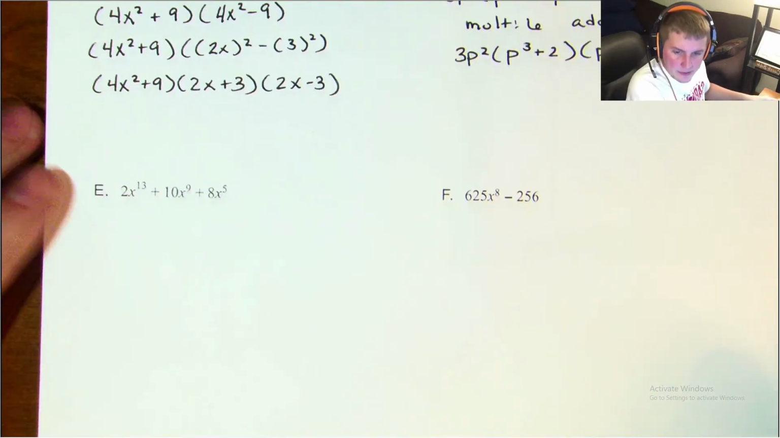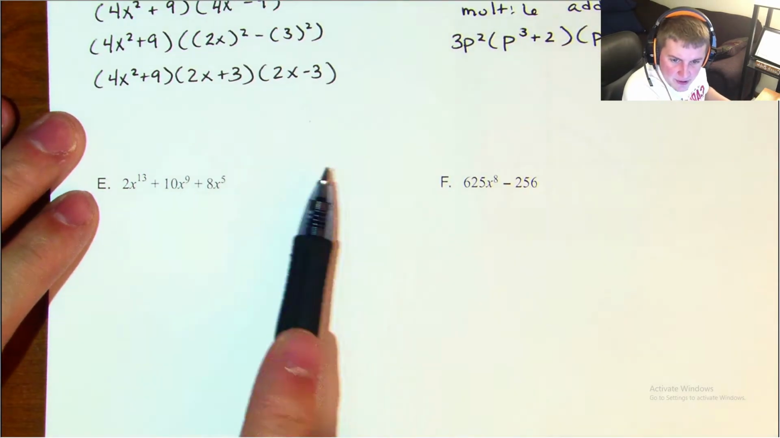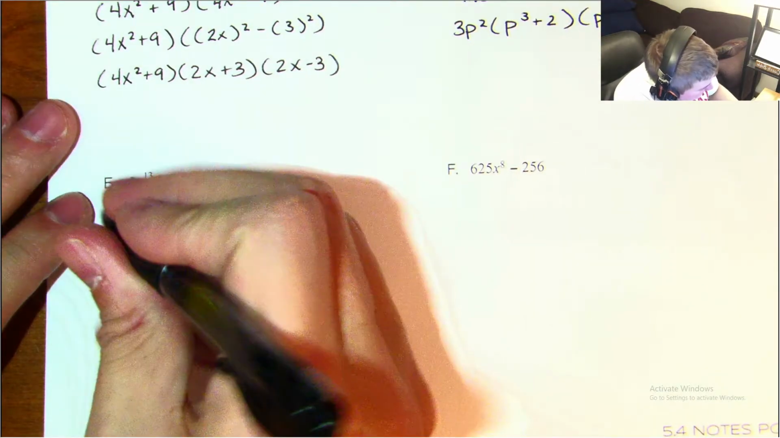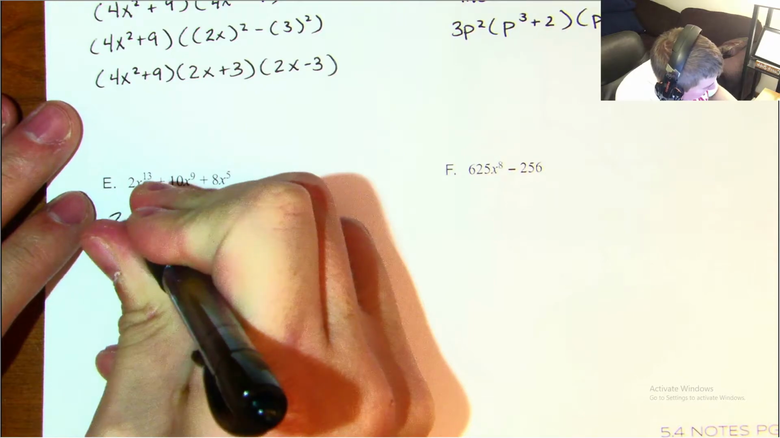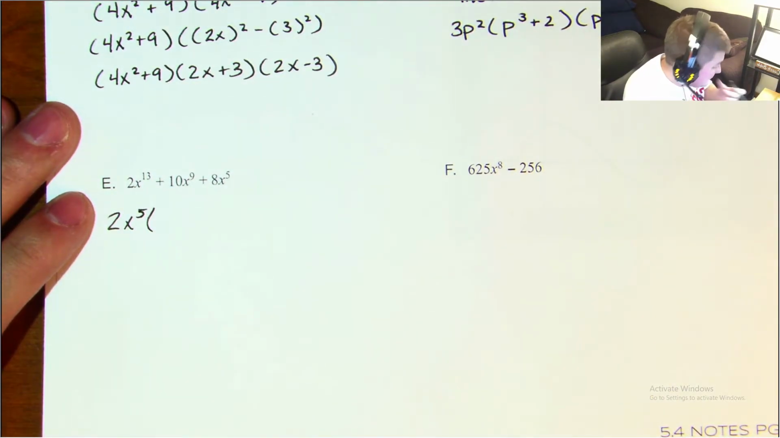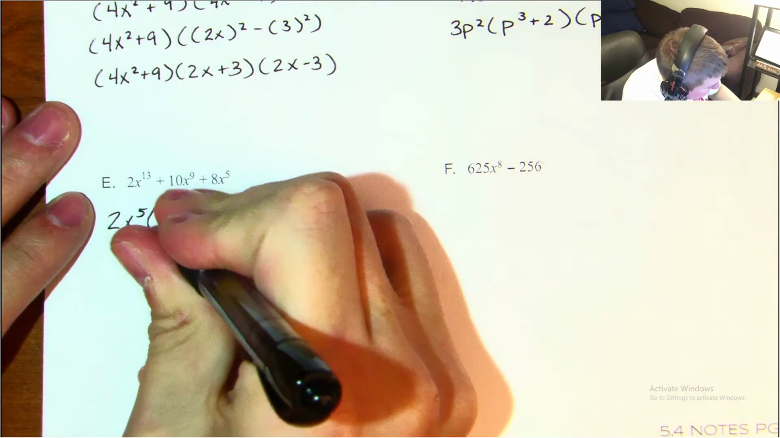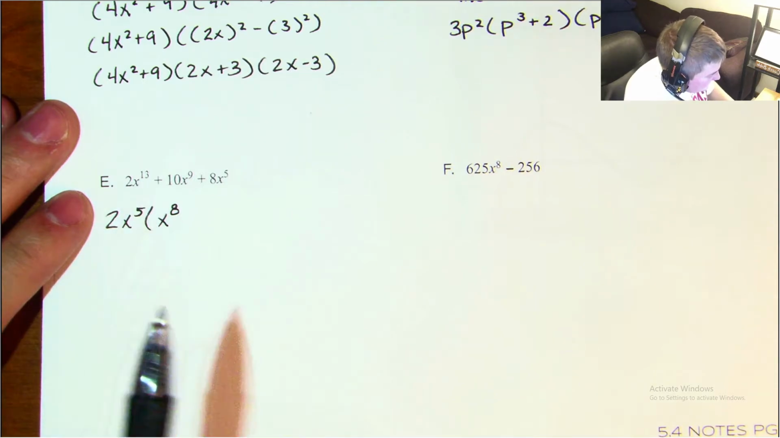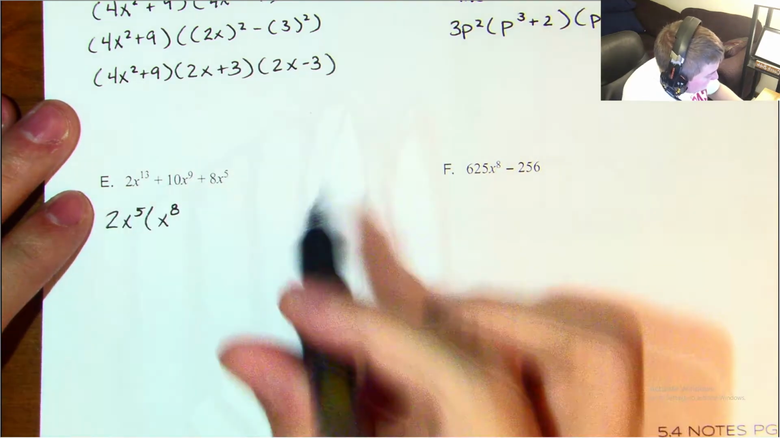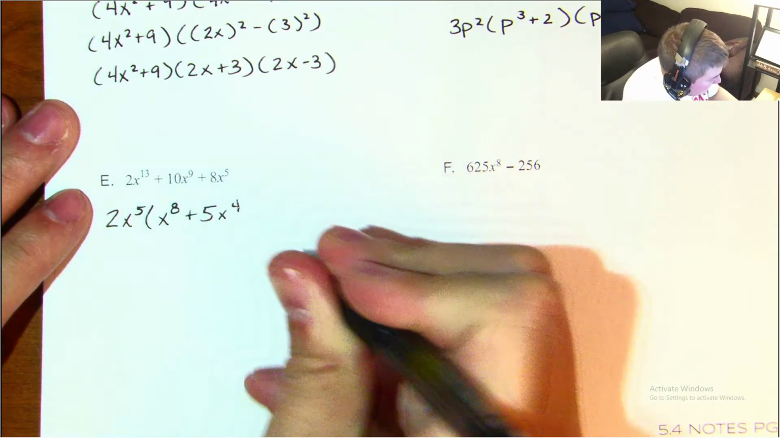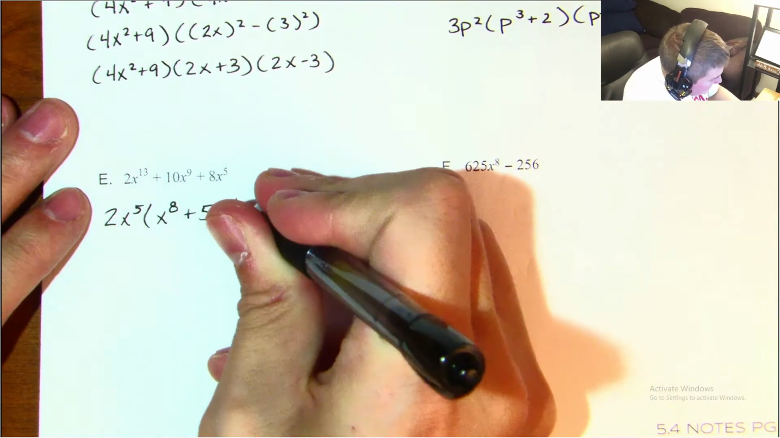E's got a lot going on. It does have a greatest common factor of 2, but it looks like also x to the 5th. So I can take a 2x to the 5th out, and then x to the 8th is left over, because 8 and 5 is 13. Then 10 divided by 2 is 5, and then x to the 4th, because 9 minus 5 is 4.